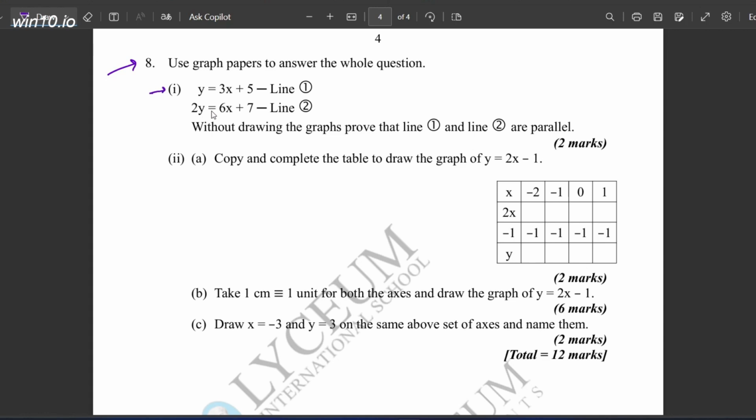In the first part, they have given us equations of two lines. First one is y equals 3x plus 5. Second one is 2y equals 6x plus 7. Okay, the question is without drawing the graphs, prove that line 1 and line 2 are parallel. Okay, you all know that this is the general equation of the straight line. So you know that this is the gradient, this is the y-intercept.